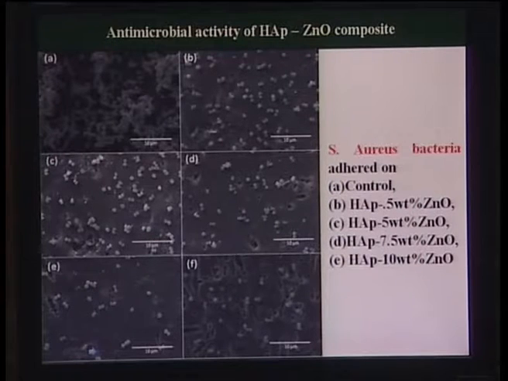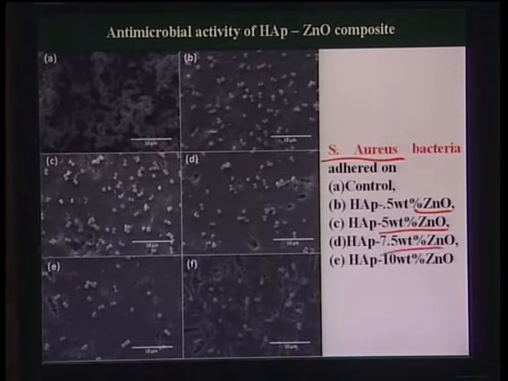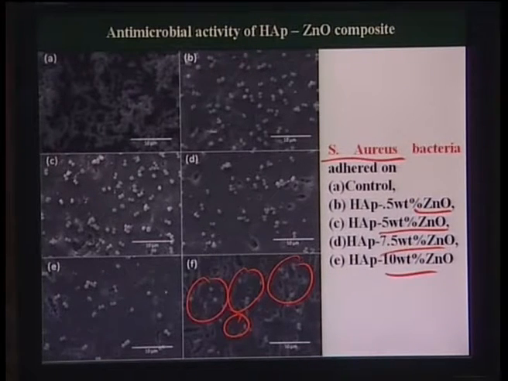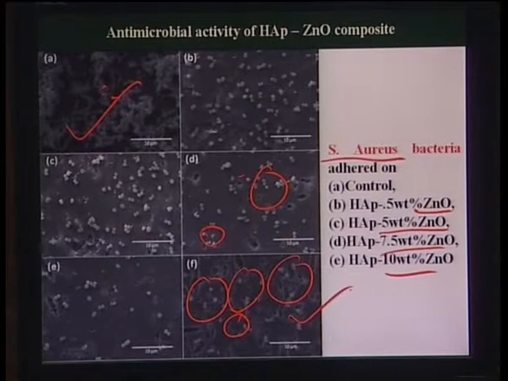Now a similar observation was also made using Staphylococcus aureus, the gram positive bacteria, which were cultured on samples having 0.5 weight% zinc oxide, 5 weight% zinc oxide, 7.5 and 10 weight% zinc oxide. And in all these cases you can see that the number of bacterial cells is less, and there is not much bacterial colony formed, which you have seen at the control disk as well as at the lower amount of zinc oxide content. So with increasing zinc oxide content, we do see a noticeable change in the antimicrobial or bacterial activity on the material surface.